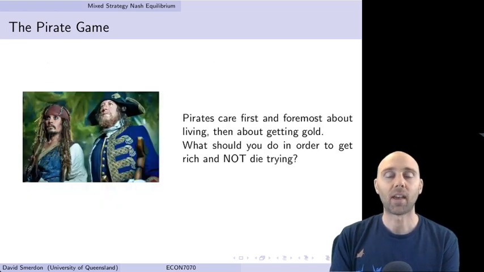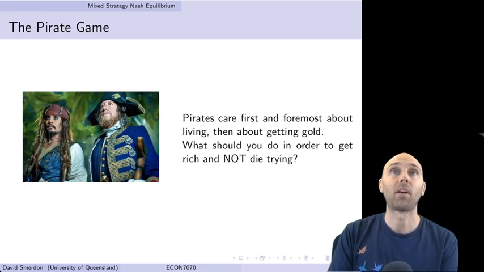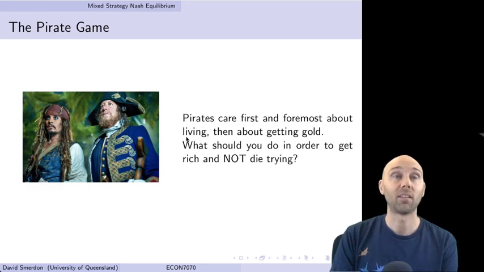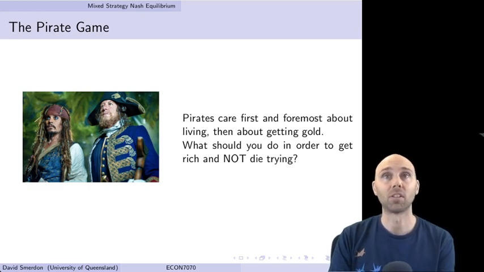So what do pirates care about? We've got the players, we've got the actions, we need the payoffs. Well, obviously there's gold, but pirates also like to live. In fact, pirates care first and foremost about living, not getting thrown overboard. Conditional on living, they care about getting as much gold as possible.